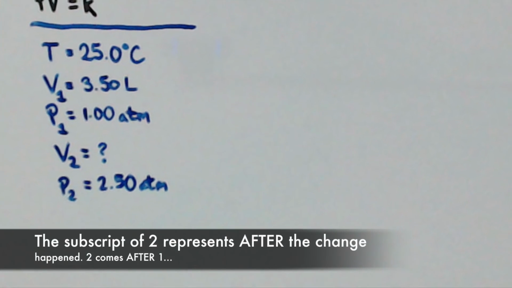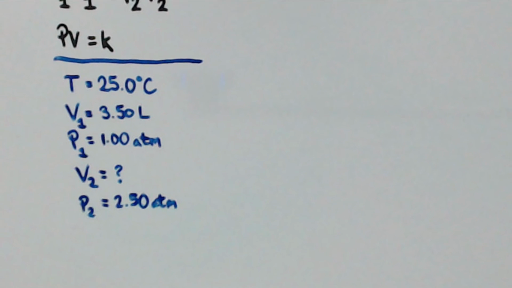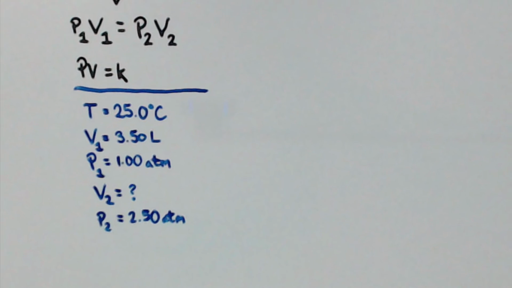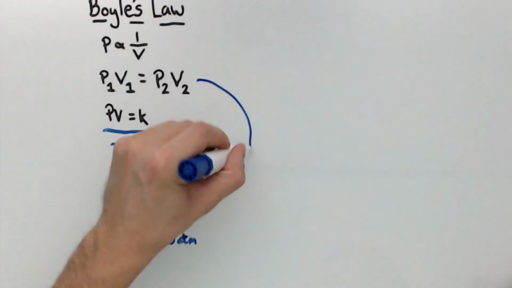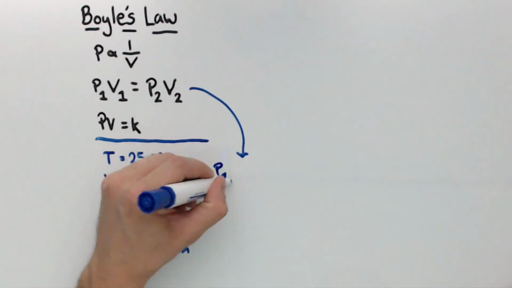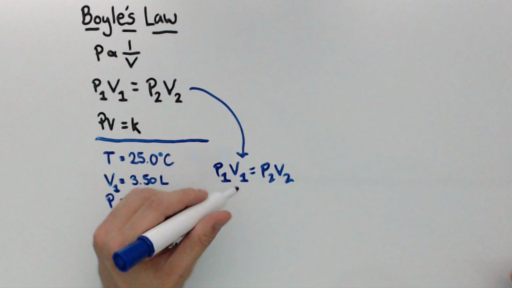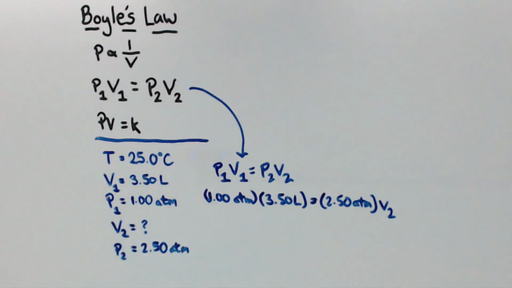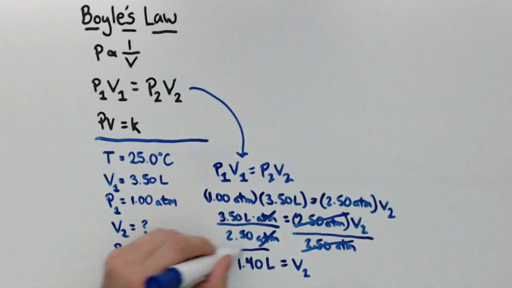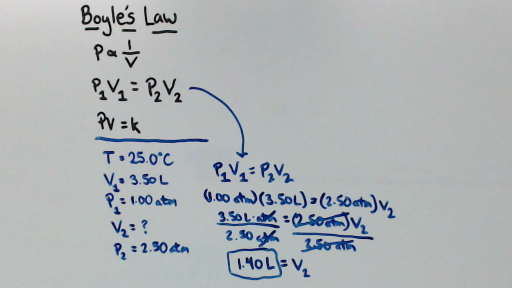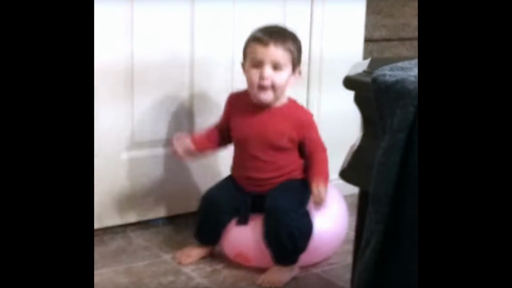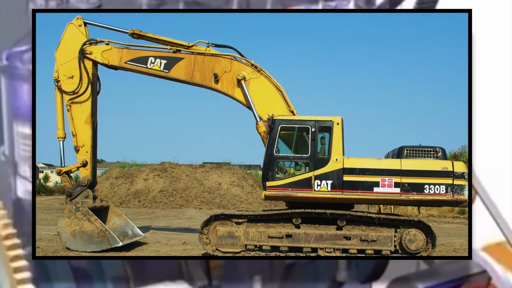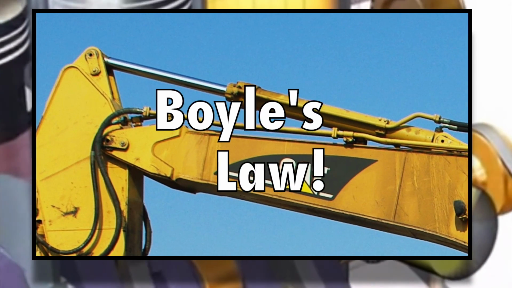First thing to notice in the problem is that everything stays constant in the system except for pressure and volume. This is our sign to use Boyle's Law. I set up the equation from before for finding pressure and volume after a change in either or both of those variables. I substitute the values in for each variable and solve for V sub 2 to get 1.40 liters. So you might be thinking, who cares about Boyle's Law? Well, besides fully appreciating why balloons pop when you squeeze them too much, Boyle's Law is also utilized in piston engines and hydraulics.